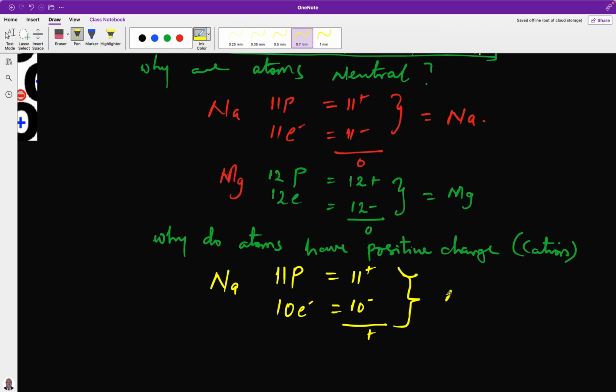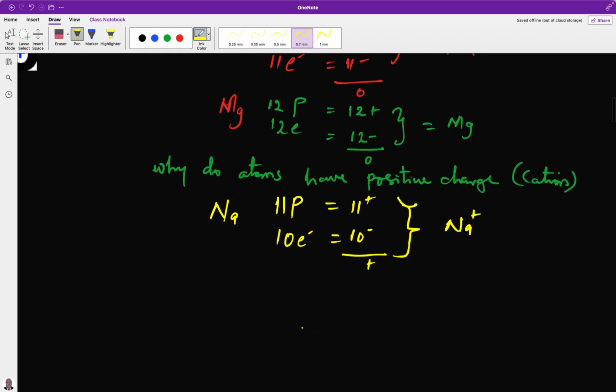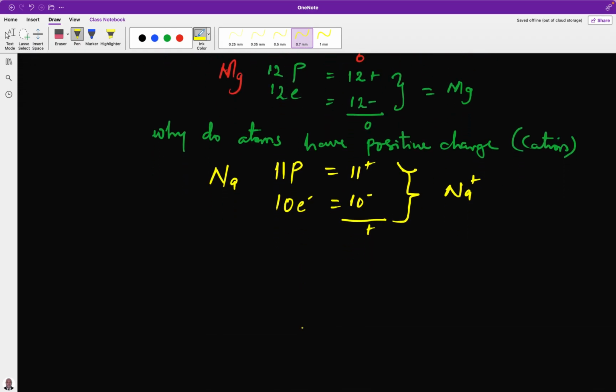Sodium will be what? It will be a sodium ion. There is a positive charge there. So we now say atoms have positive charges, or atoms form cations, because they have more protons than electrons. I can go again to clarify this other aspect for my learners.